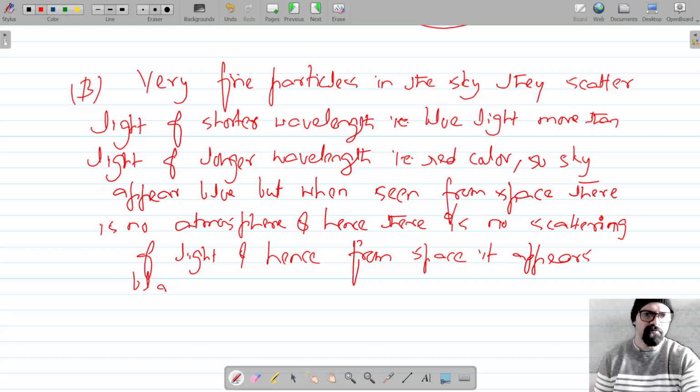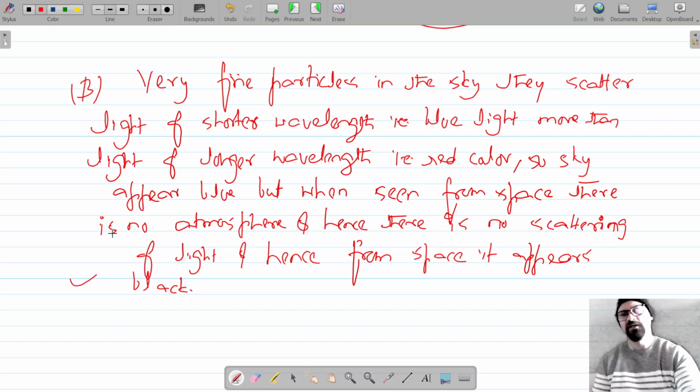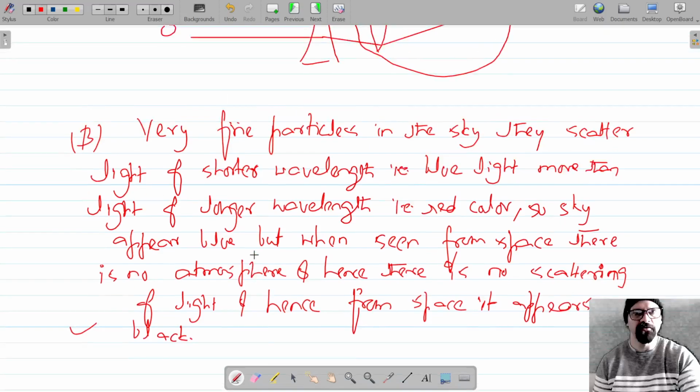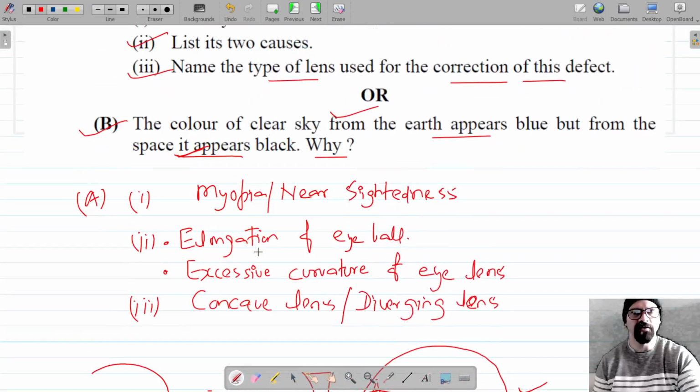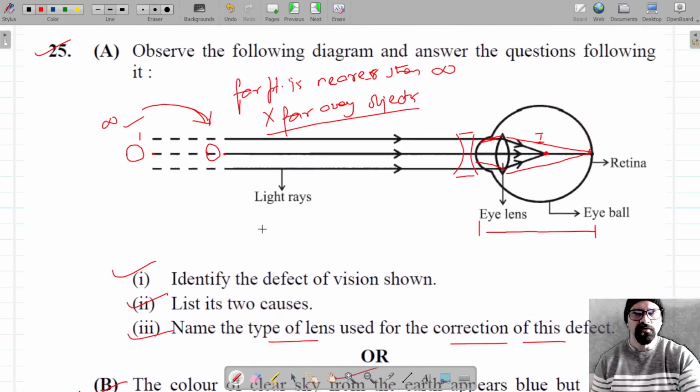So in this question, you have to answer why it's blue when seen from the surface of the Earth, or within the atmosphere of the Earth, and why it's black when seen from space, because of the altitude and the absence of the atmosphere. So this is question number 25.